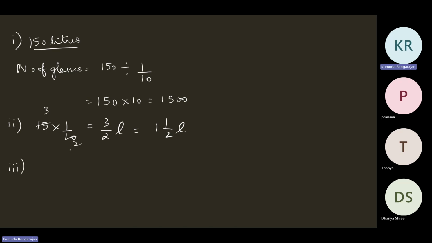Amit took 2 glasses and his brother drank 3 glasses. How much drink was consumed by these two persons? Give your answer in liters. Amit took 2 glasses and his brother 3 glasses. So totally 5 glasses.